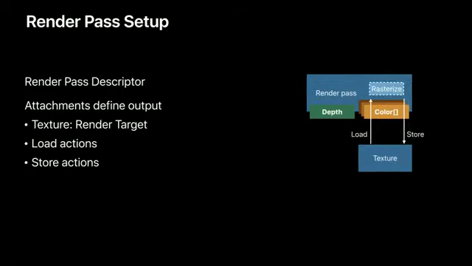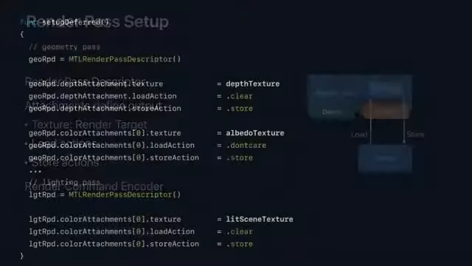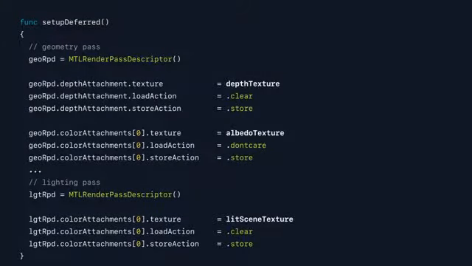Now let's see how we build this in Metal, starting with our setup code. So here we have our setup function. We'll start by creating a render pass descriptor. And now we just start filling in all these attachments. So we'll start with the depth attachment.